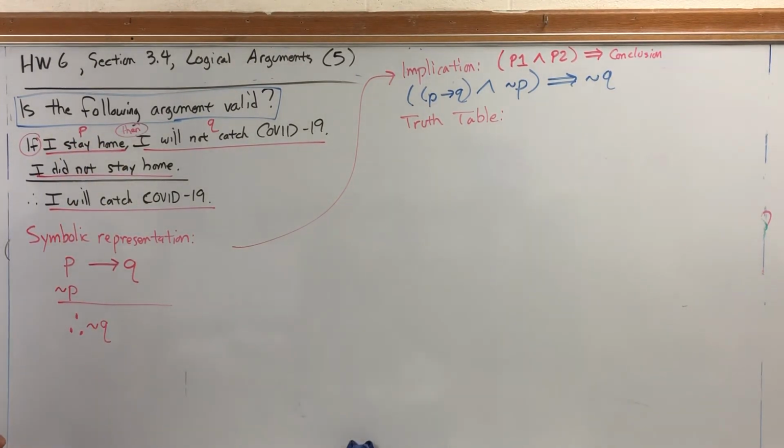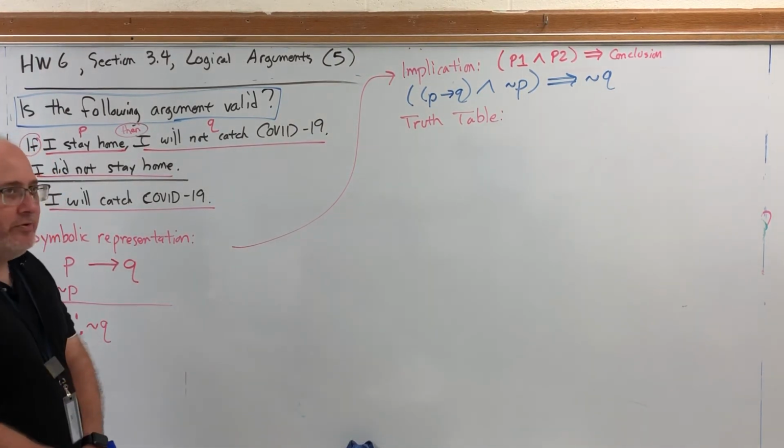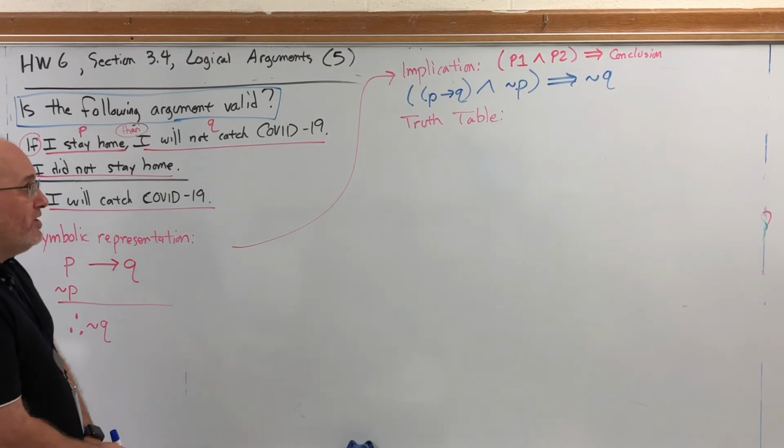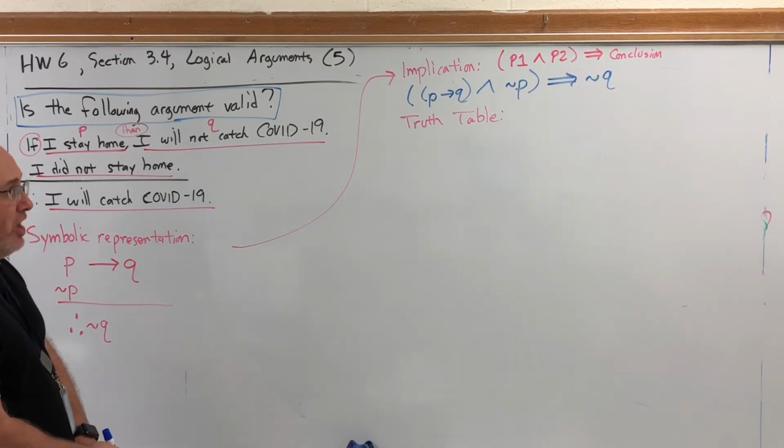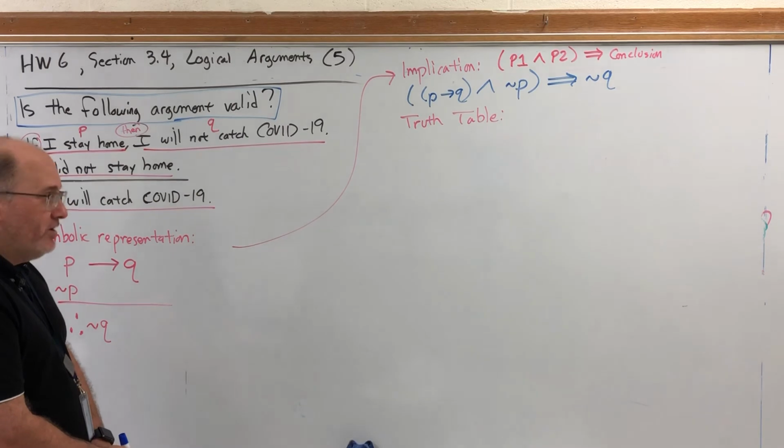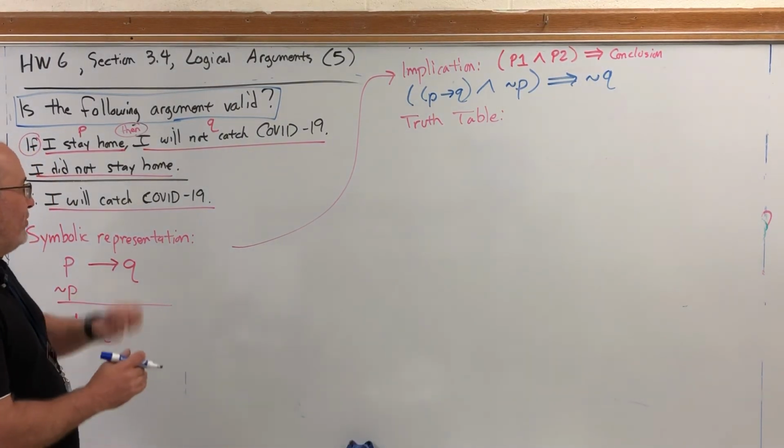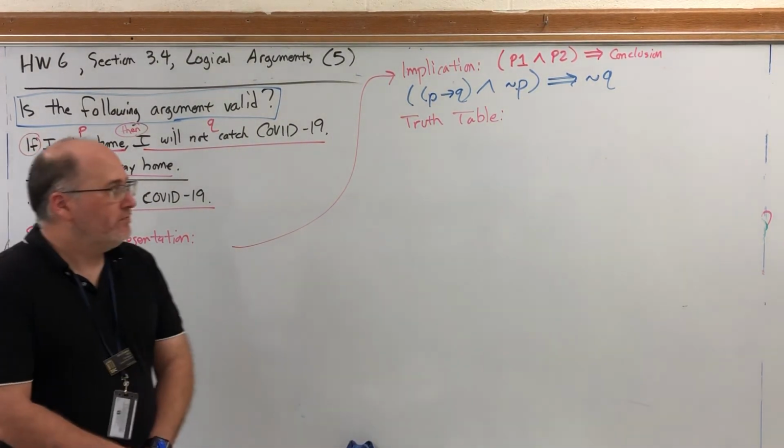All right, we've got our implication, and now we have to set up the truth table to see if this implication is a tautology. I'm going to end this video and give you a chance to set up the truth table on your own and see if you can determine if this implication is a tautology, like the previous one was. If it is, then the argument is valid. If it's not, then it's not.